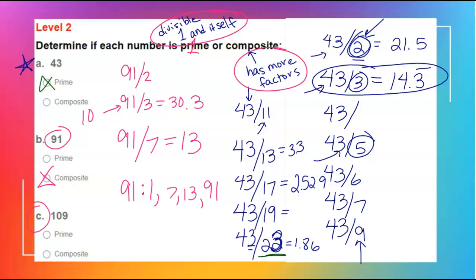I'm going to let you try letter C, and it ends up being a prime number. When do you stop? When you get to something over the halfway point of that. So anything after 54 will not work. So think about shortcuts. How can you do it? If not, you've got to do all of these divisions up through 54.